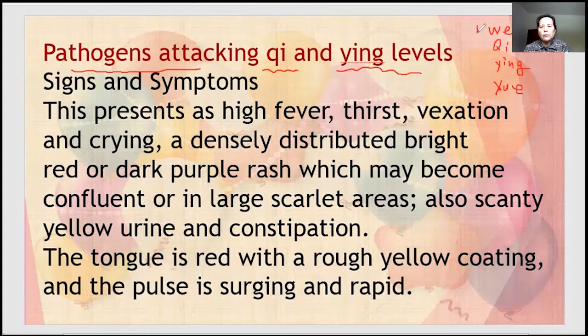So the pathogen invades from the superficial deeper. The symptoms right now, going to the qi level, are high fever and more thirst. For children, they cry more. And then we can see some skin rash, red color, or maybe a dark purple kind of red color.